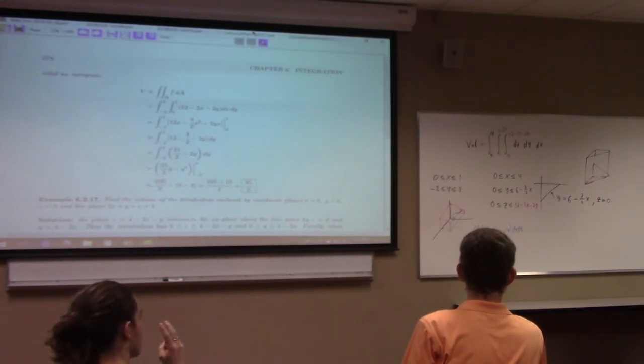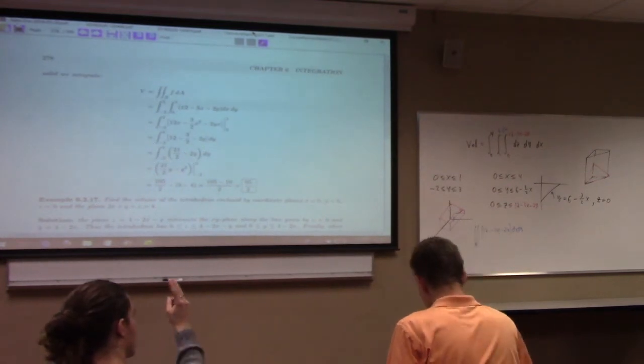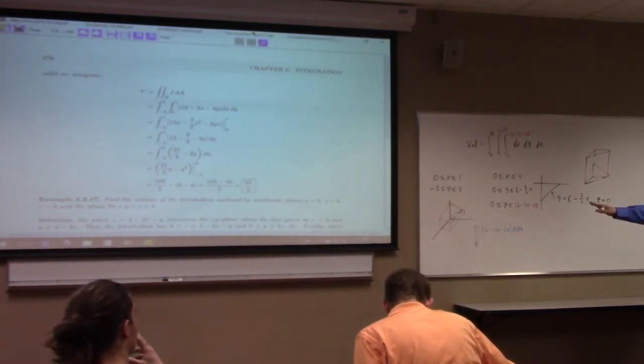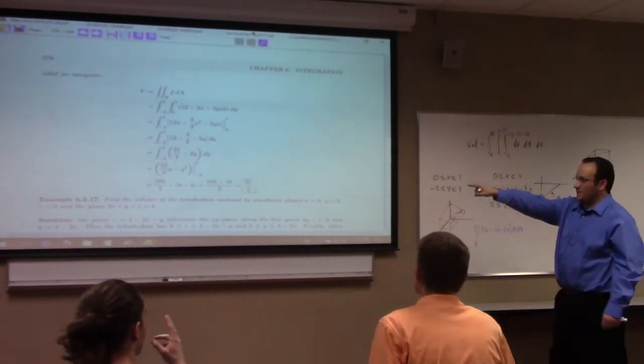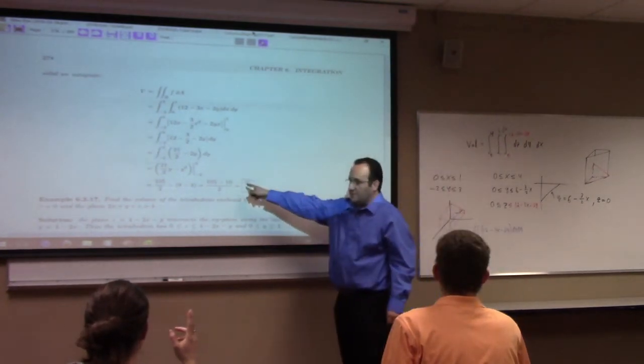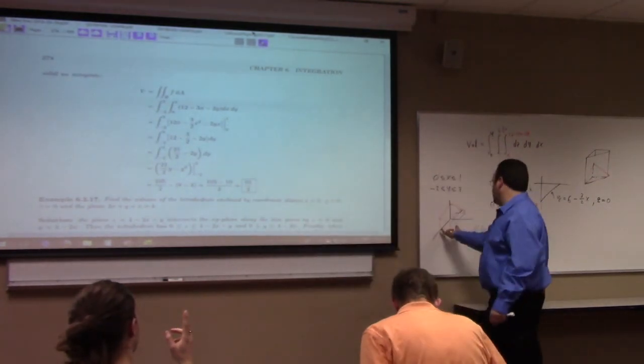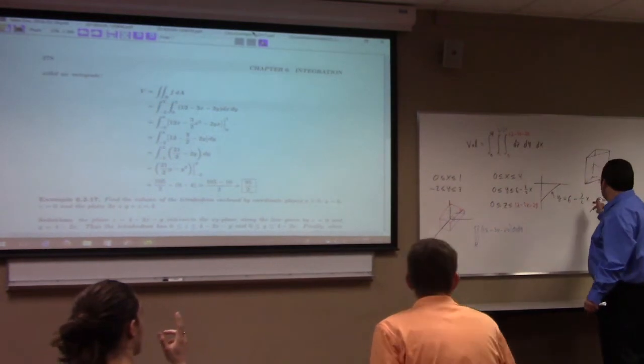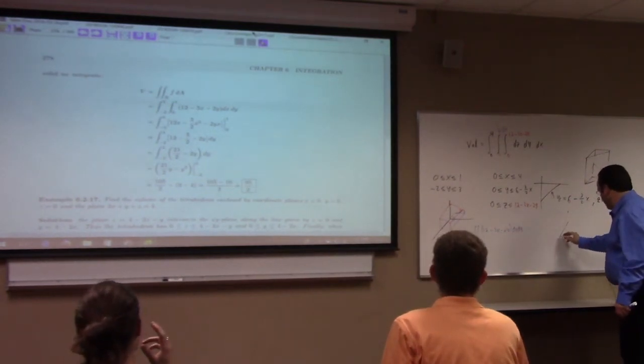What do you guys think? Is my picture legitimate? Is this actually the volume, 95 over 2? Is that actually the volume of this shape? Admittedly, it's not what we're purportedly calculating, which was this thing, right?